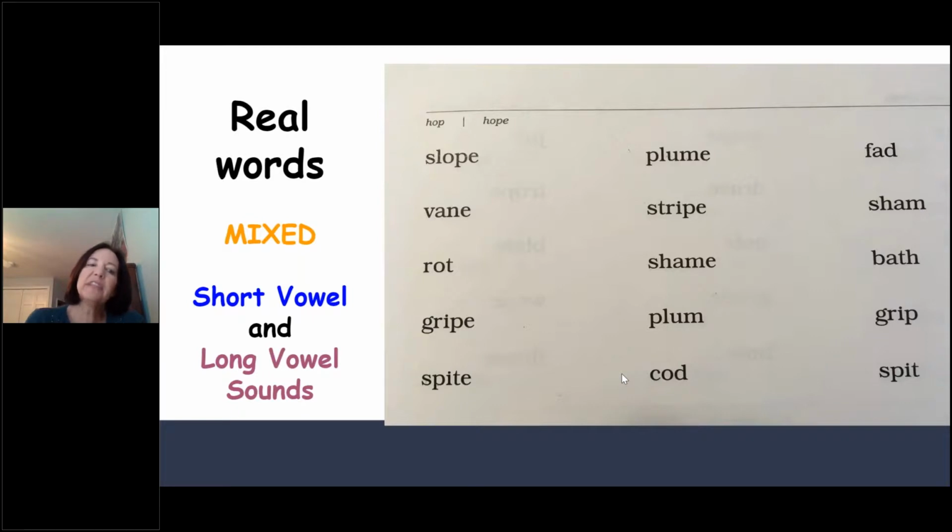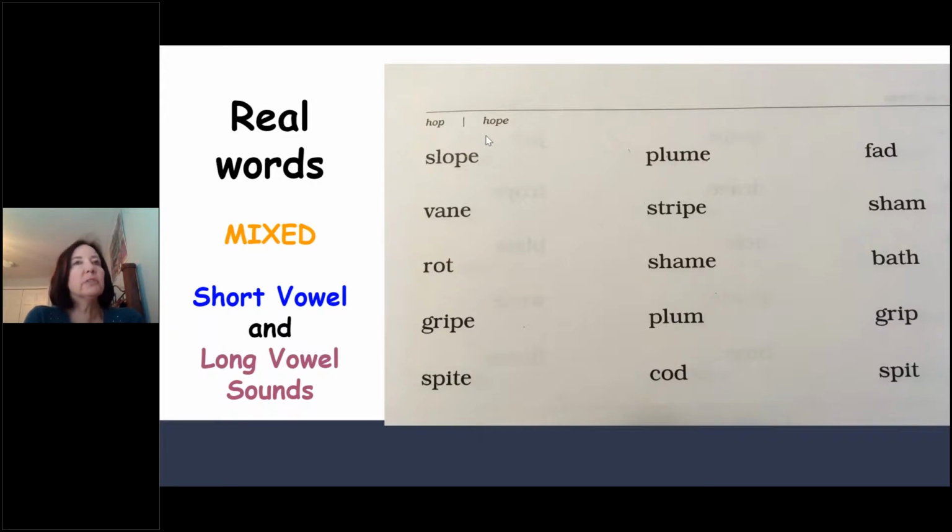Real words. These are going to be mixed. Some of them are going to be the short vowel sound, like this word, because there's a vowel and a consonant and nothing. That word is hop. But we're also going to have some of the vowel, consonant, silent E words mixed in that are going to have the long vowel sound. Like this word is hope. Hop and hope. The only difference is that silent E making this a long vowel sound, whereas without the silent E, it's a short vowel sound.